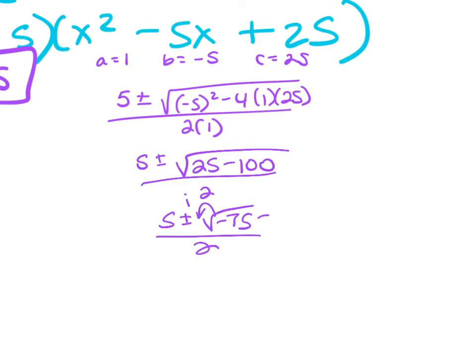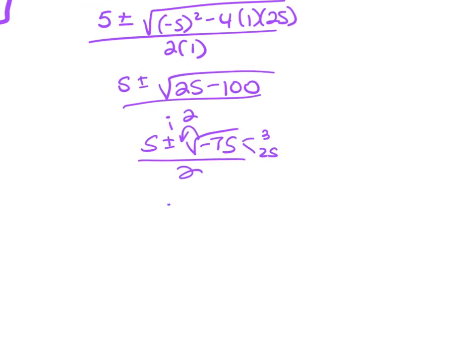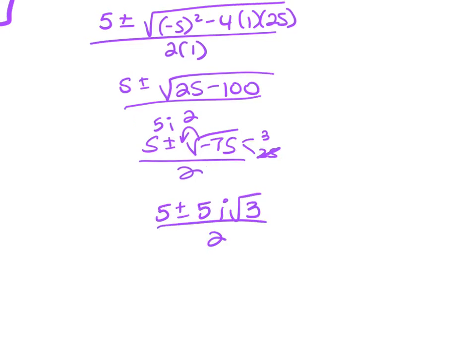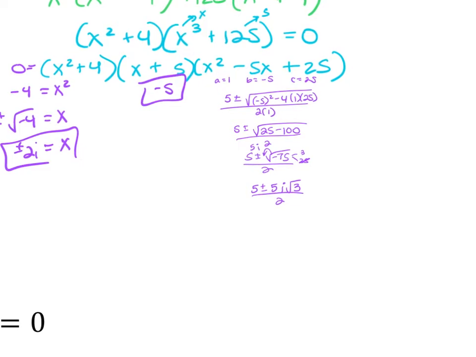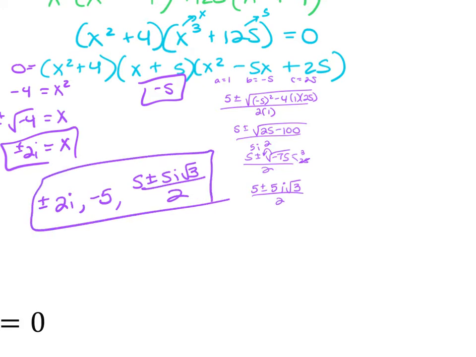Take the i out here. This is 3 and 25. So I'd get 5 plus and minus the square root of 25 is 5, all over 2. So I've got 5 answers here. Plus and minus 2i, negative 5, and then 5 plus and minus 5i root 3 all over 2. Which you can keep together, or you could separate that into 2 fractions.